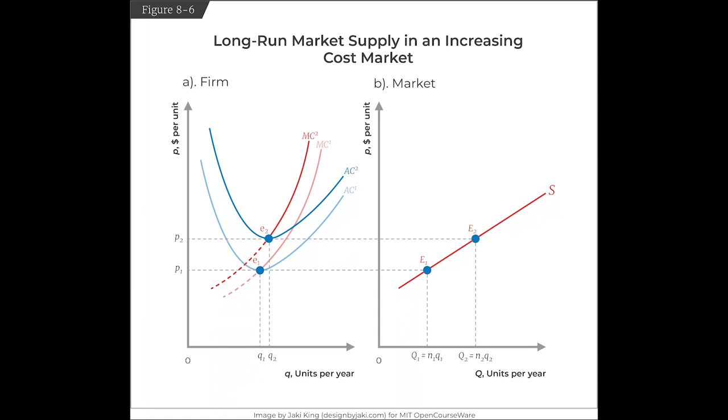Now what happens? Demand goes up, the firm wants to produce more. It wants to produce Q2, a new long-run equilibrium with N2 firms producing Q2. Well, in that case, if you want to produce Q2, you're going to have to pay a higher wage. A higher wage means a higher marginal and average cost. Higher marginal and average cost means that you're now producing at a higher price. And therefore, the supply curve slopes upward.